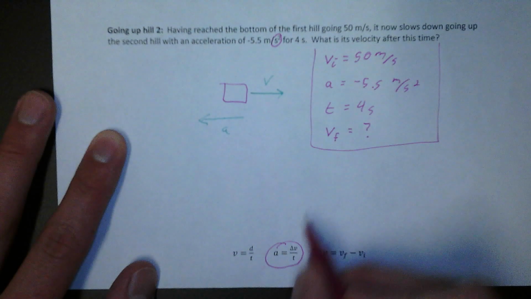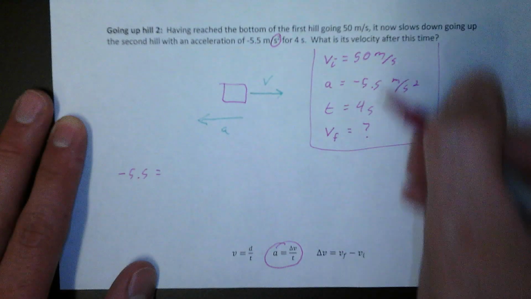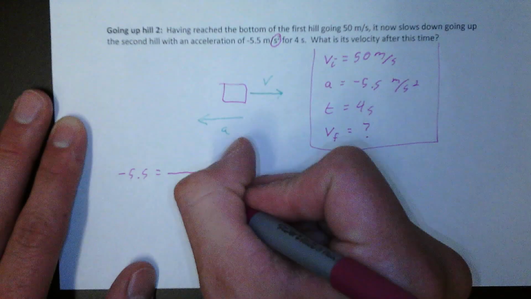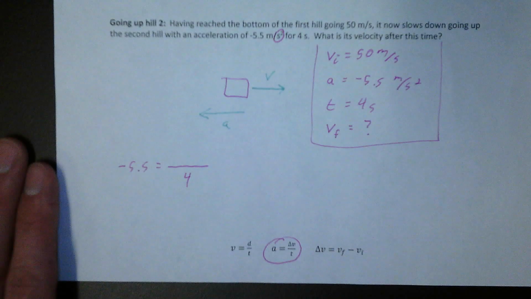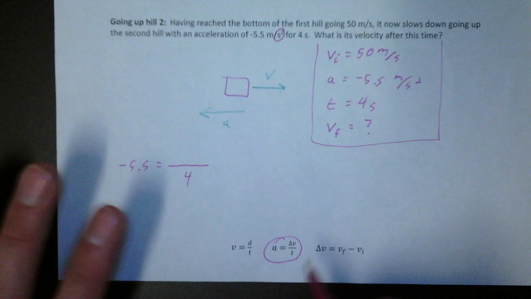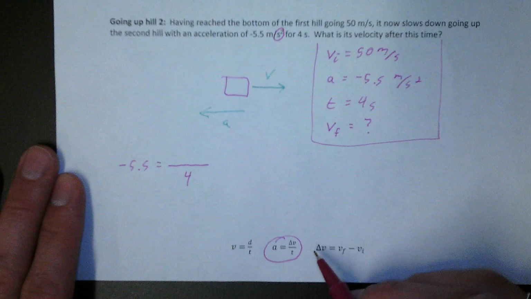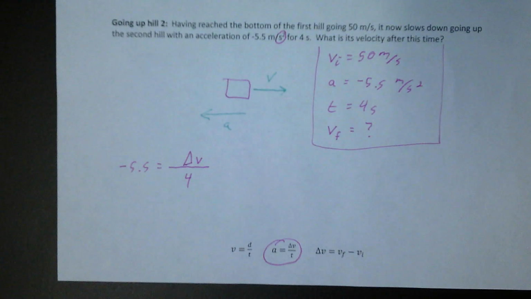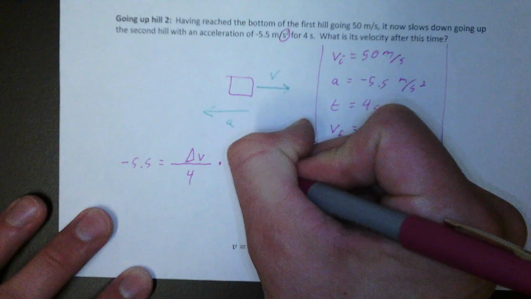So A is negative 5.5 equals delta v, which I don't have, but we'll talk about, over t, which is 4. So there's several ways to solve this. I think the easiest one is when you look at this and you say, well, I want v final. Well, this is not v final. Delta v is change in velocity. Well, just solve for that first. Just figure out how much the velocity changes by. Okay, and all I have to do for that is the opposite of dividing by 4 is to multiply by 4.